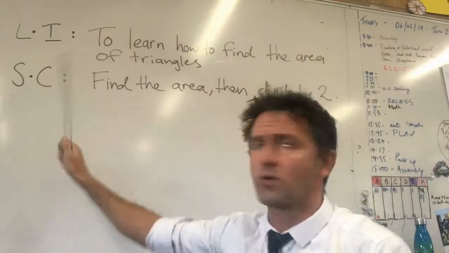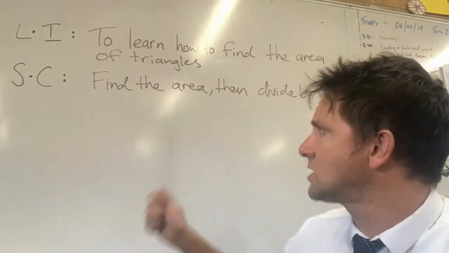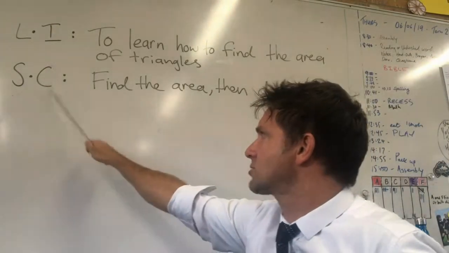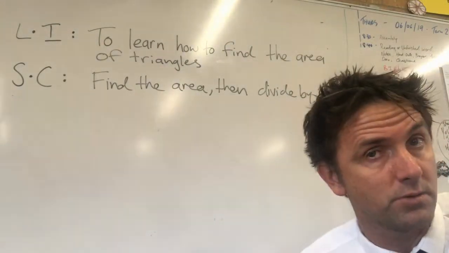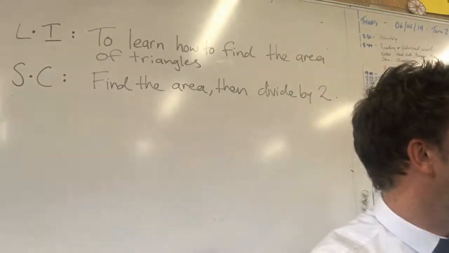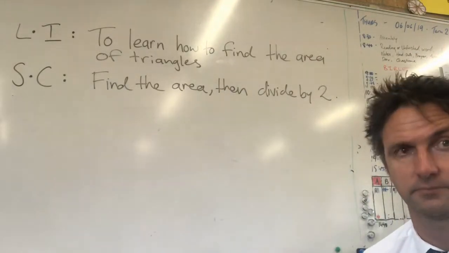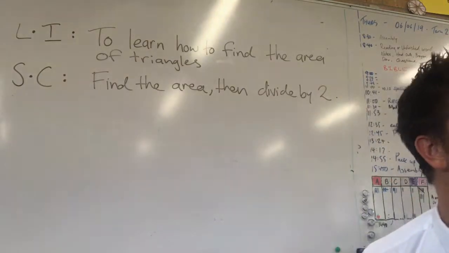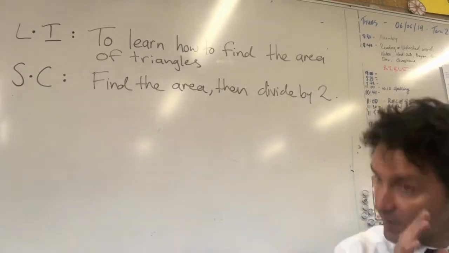The success criteria, and this shows me that you've succeeded. Success criteria: find the area, then divide by 2. 1, 2, 3, go. Success criteria: find the area, then divide by 2. Great. Now we're going to have a little bit of teaching.